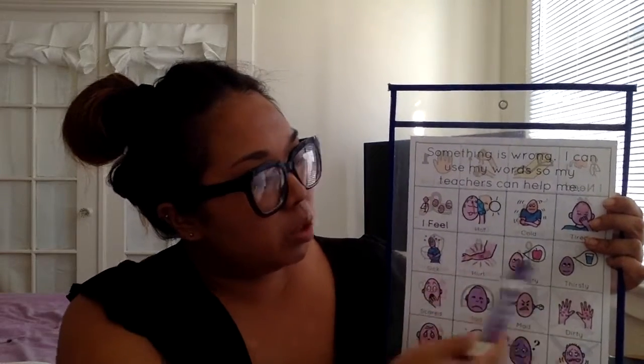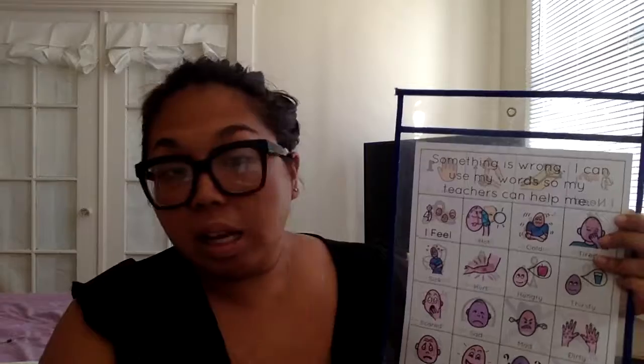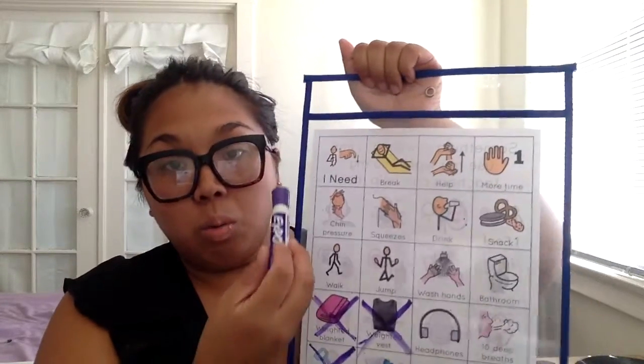So we want to make sure that once they pick an emotion and they name that emotion, we ask what they need in order for us to be able to help them, and to overall decrease the amount of behaviors that are happening in general.